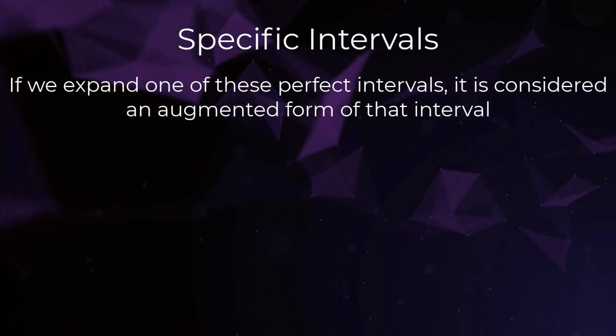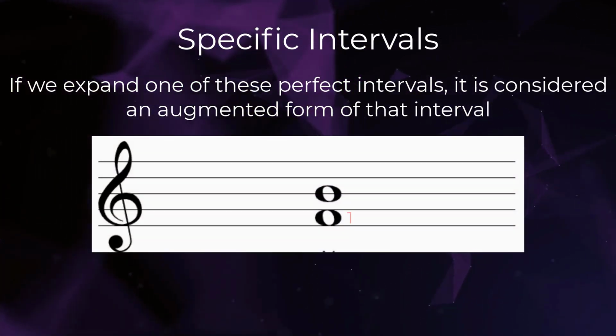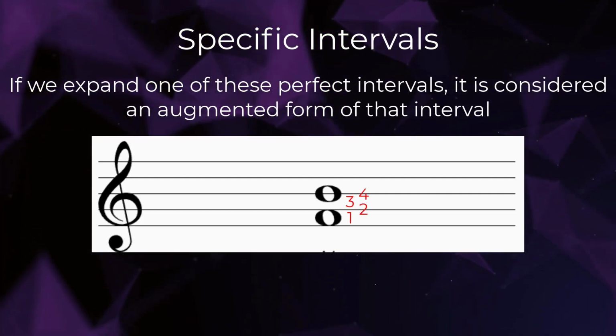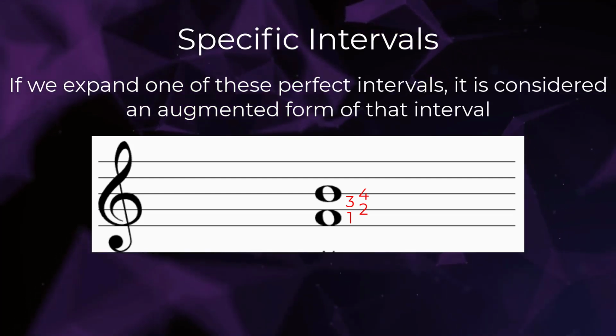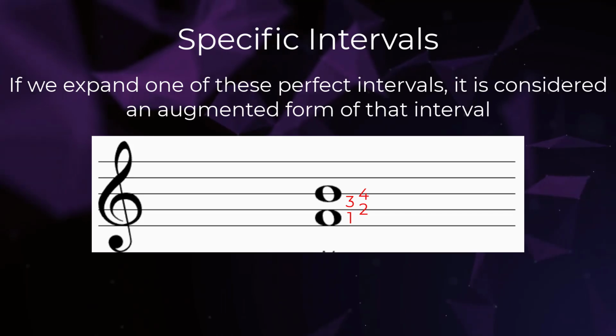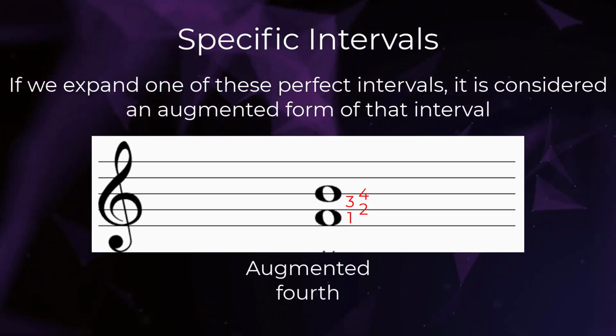So if you have F moving up to a B natural, you start on F with 1, 2, 3, 4, and then look at the distance of the interval. In F major, you would have a B flat. A B natural is a half step above, so we have expanded that interval, and this is an augmented fourth.